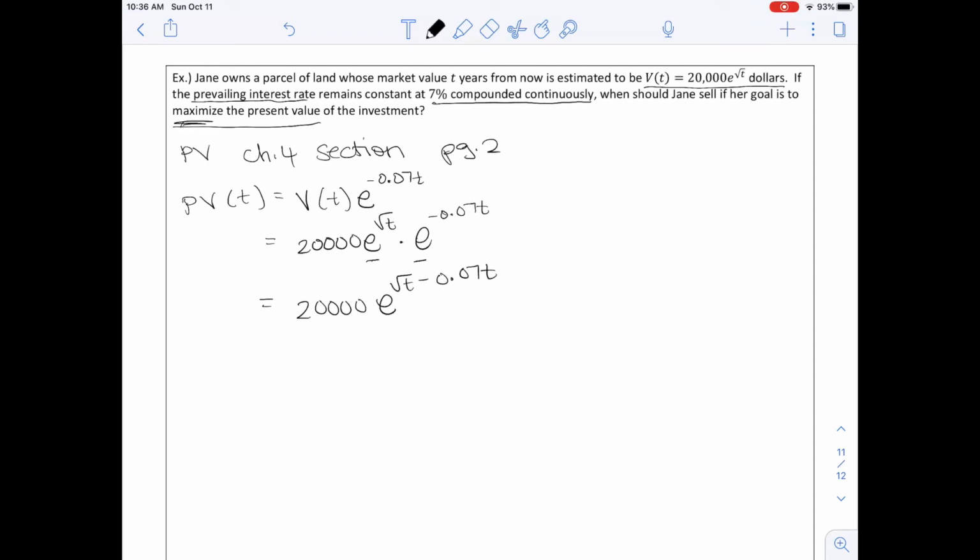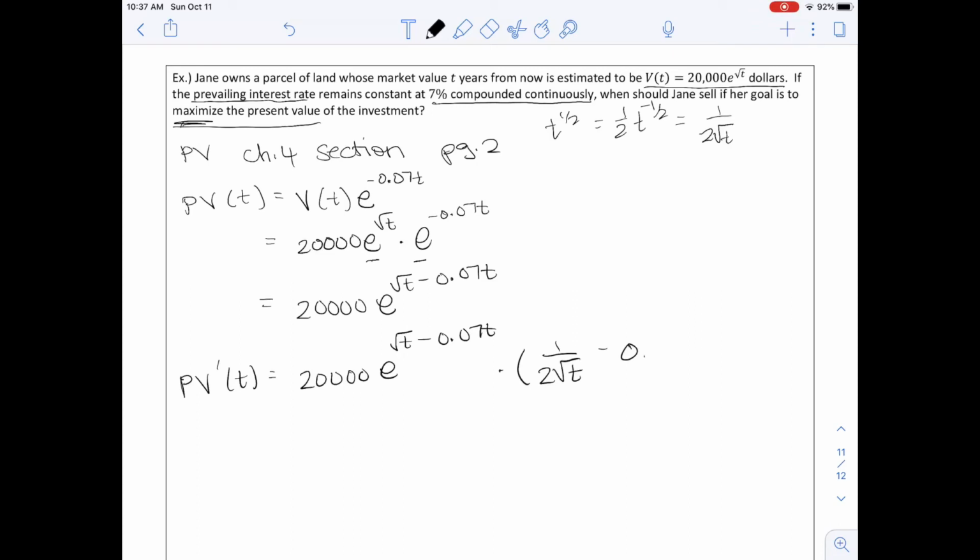And since we want to maximize something, whenever we want to maximize something, we need to take a derivative. So we're going to take a derivative of our present value function. So taking a derivative of this, we're going to have 20,000, which is just our constant, e to the square root of t minus 0.07t times the derivative of our exponent. And the derivative of the square root of t, I'll go ahead and write that up here. If you rewrite it as t to the 1/2, the derivative of that is going to be 1/2 t to the negative 1/2 power, or 1 over 2 square root of t. So we have 1 over 2 times the square root of t minus 0.07.